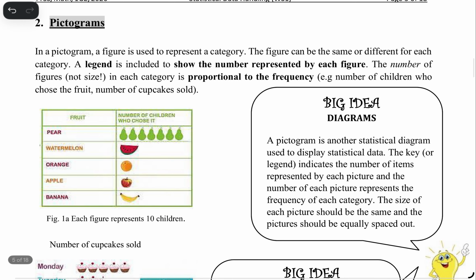Alright, so you will have seen pictograms in primary school before. We use figures or any kind of pictures to represent any form of category. And usually a legend will be included to show the number represented by each image that we use. Remember that the number is only proportional to the frequency, meaning that the more shapes there are, the more number it is. The size does not tell us how many there are.